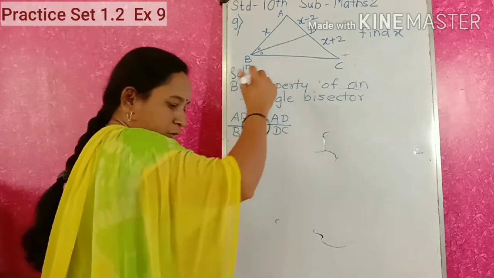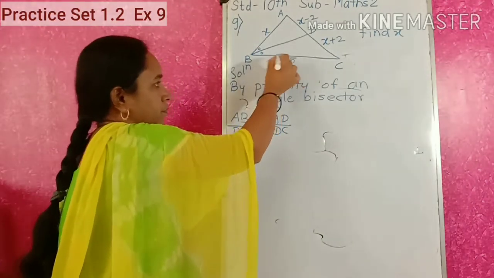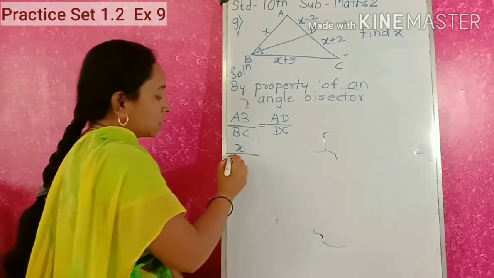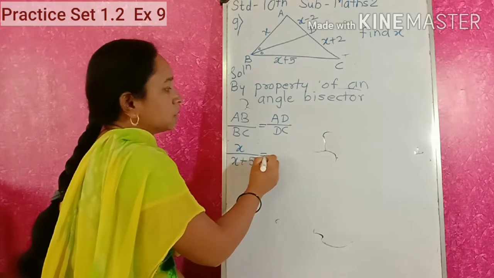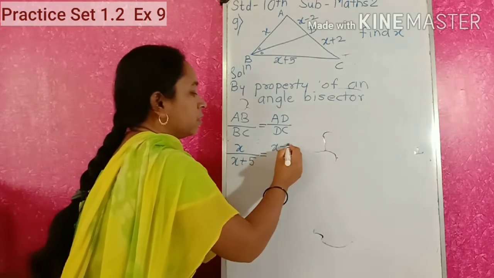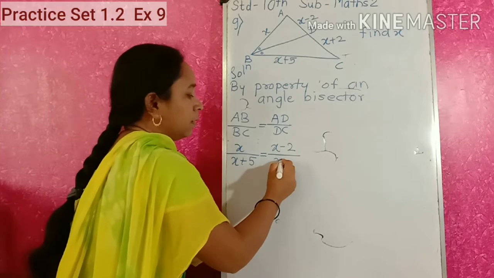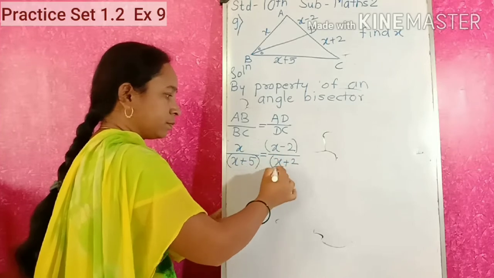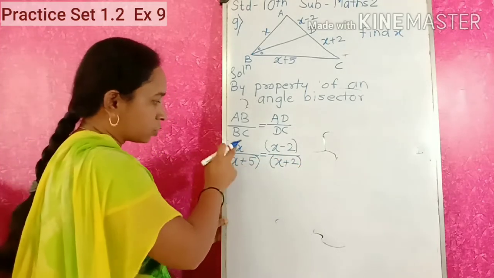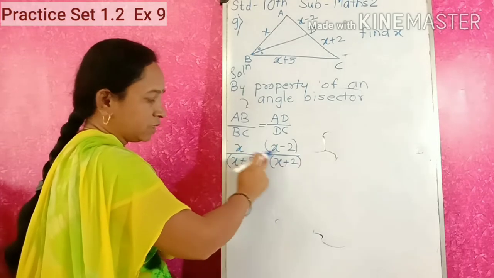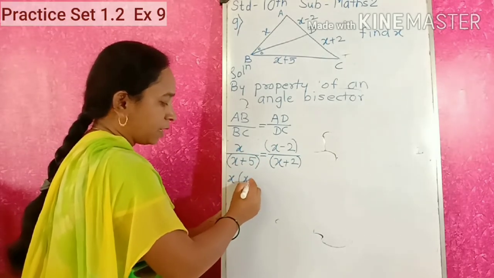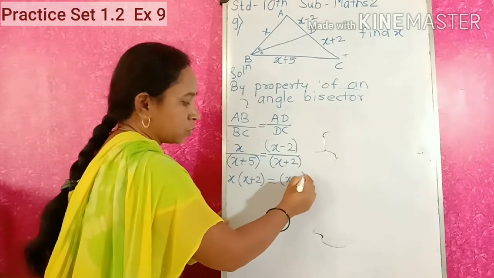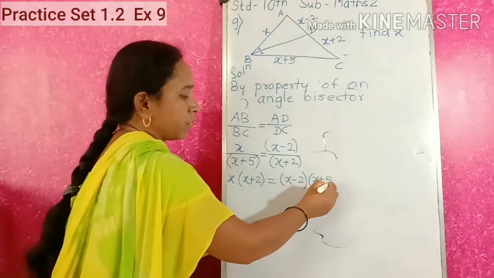Here the value of BC is given as x plus 5. Put the values. AB is x, BC is given x plus 5, is equal to AD x minus 2, and here x plus 2. I'll put them in brackets. Now cross multiply. So x multiplied by x plus 2 is equal to, it will transfer to that side, x minus 2 into x plus 5.